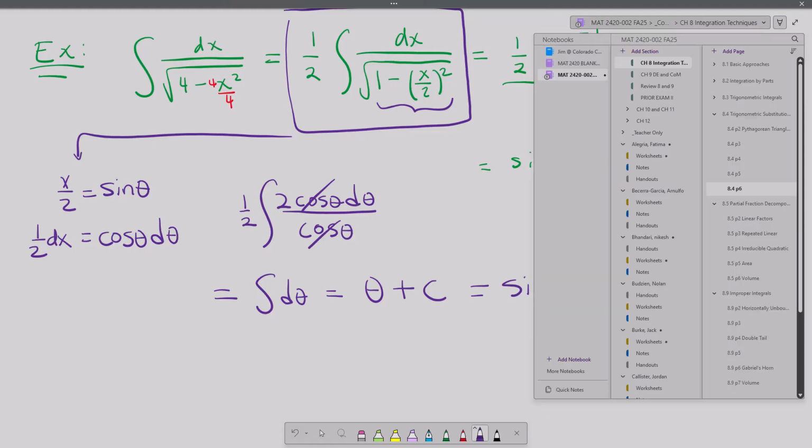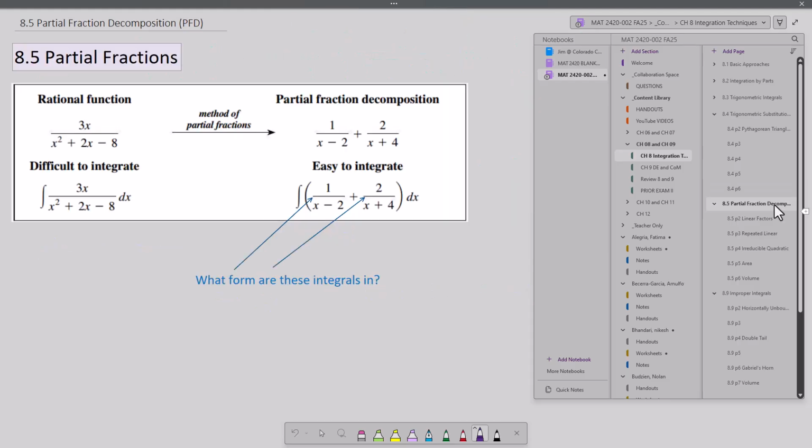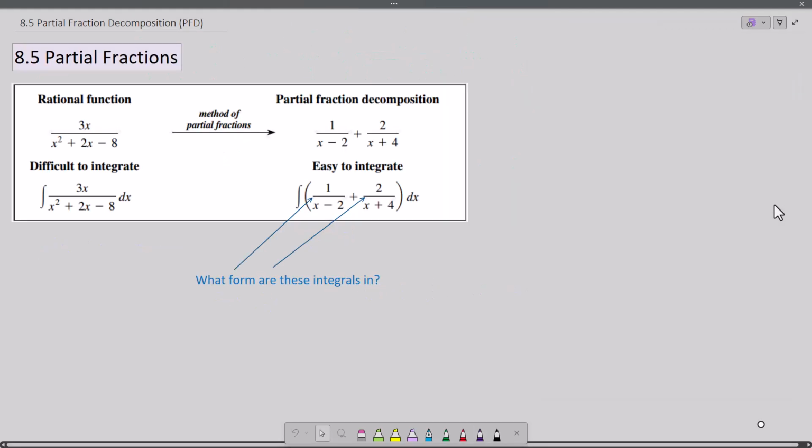Okay, so let's go to our next integration technique, PFD, partial fraction decomposition. And PFD is a remarkable technique because it allows us to turn something that's very complicated looking into something that's quite simple to integrate. When you look at this rational function over here, that is not an easy integral.